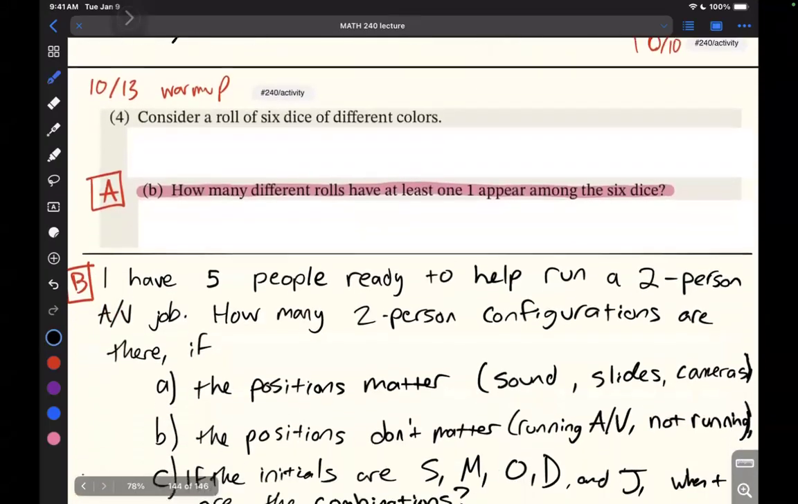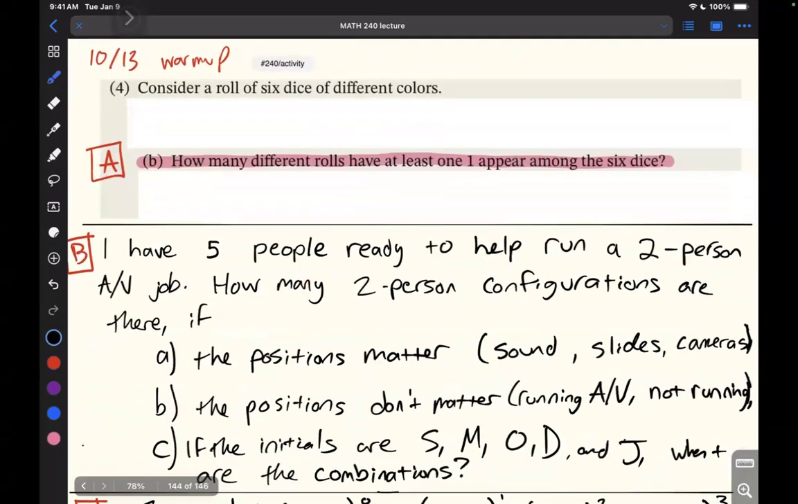I want to briefly discuss problem B on one of your homework problems, which is if we are considering dice rolls of 6 different dice, so we color each die just to make them distinct. And the question is, how many different rolls have at least one number 1 appear among the 6 dice? And so the question is, why is it 6 to the 6 minus 5 to the 6 versus 1 times 6 to the 5?